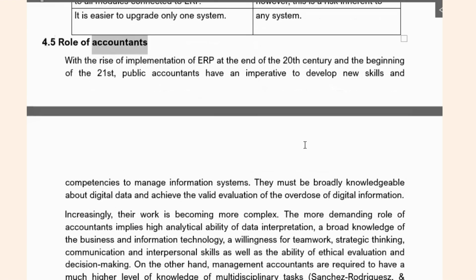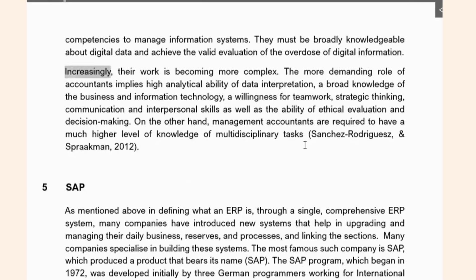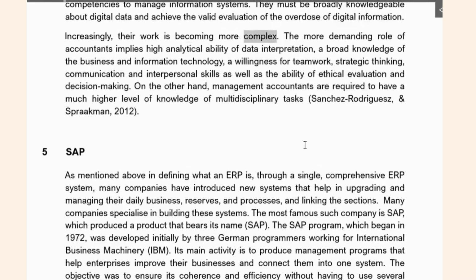4.5 Role of accountants. With the rise of implementation of ERP at the end of the 20th century and the beginning of the 21st, public accountants have an imperative to develop new skills and competencies to manage information systems. They must be broadly knowledgeable about digital data and achieve the valid evaluation of the overload of digital information. Increasingly, their work is becoming more complex.